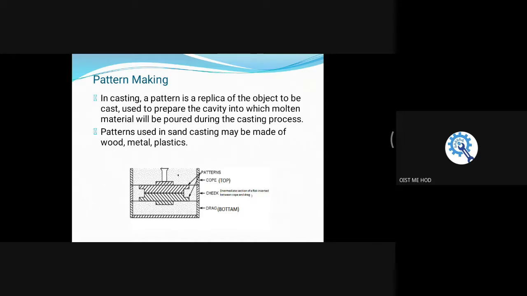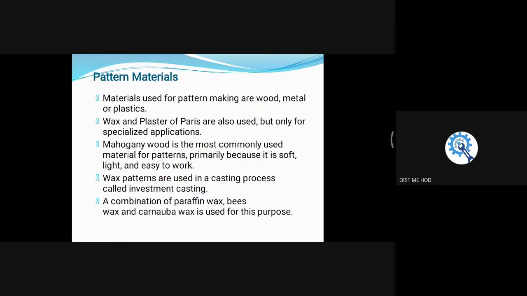Pattern used in sand casting may be made of wood. The pattern जो होता है ना, pattern can be wooden, metal or plastic only. And the pattern wood में क्या होगा कि actually all the woods we cannot use. The commonly used wood for making pattern is mahogany. Mahogany एक लकड़ी होता है, that is very soft one, and it is giving very good surface finish, and it is lightweight and easy to work.